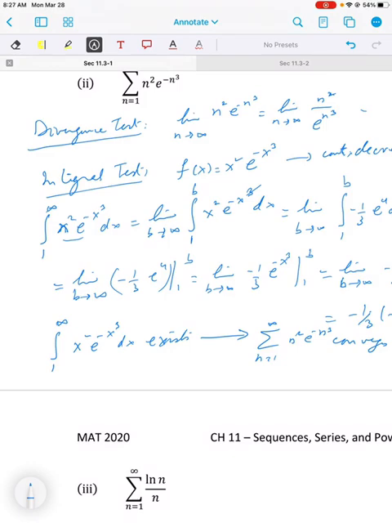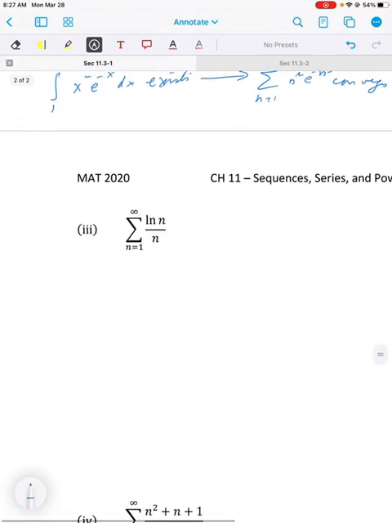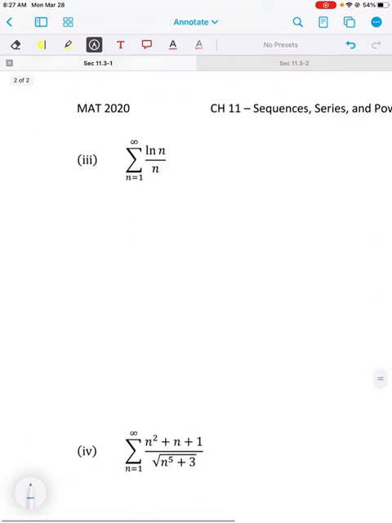So again, going back, the geometric series and the telescoping series are the two in which we can actually find the sum of the series, but not in every series. Looking at another example here, this is ln of n over n.